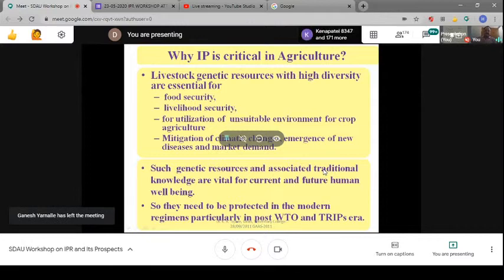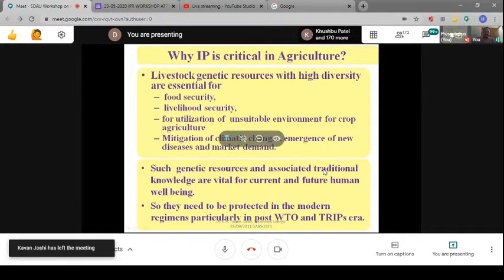Why? What is the reason? The agriculture sector is the backbone of the Indian economy, and it's a knowledge-based sector, a knowledge-based industry also. Because of these reasons, understanding the role of intellectual property rights in agriculture is very essential.